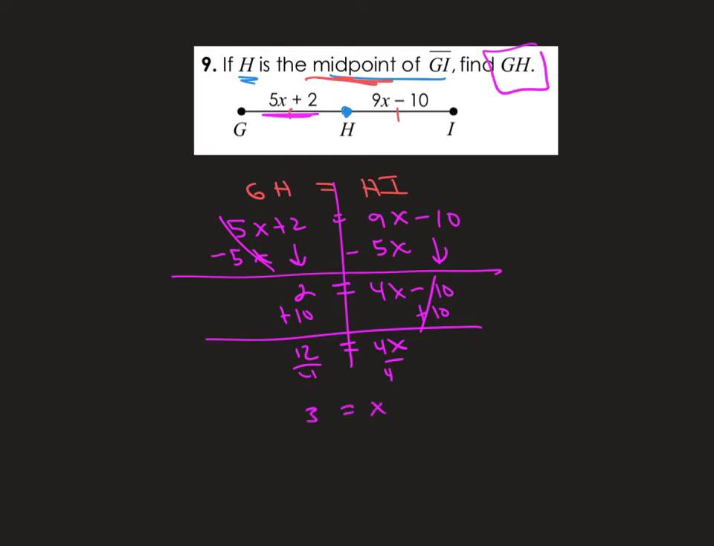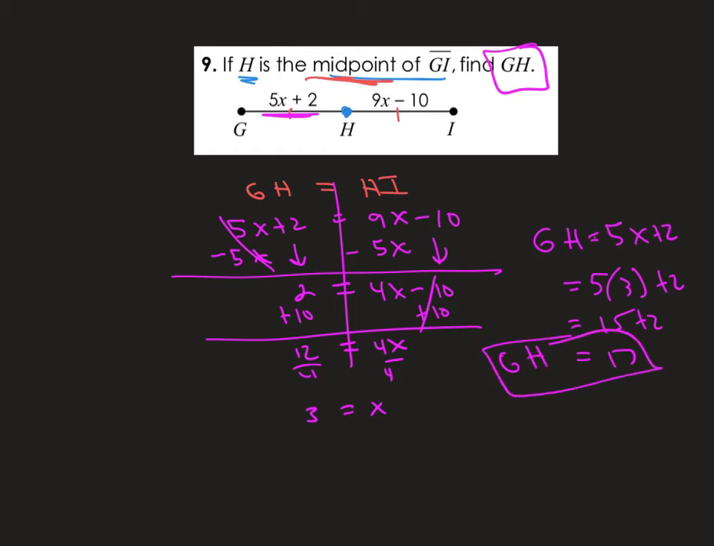Okay, am I done? No, they want me to find GH. So GH is going to be equal to 5x plus 2. So GH is equal to 5 times that value of 3 plus 2. That's 15 plus 2, which is 17, is equal to GH. And we are all set.